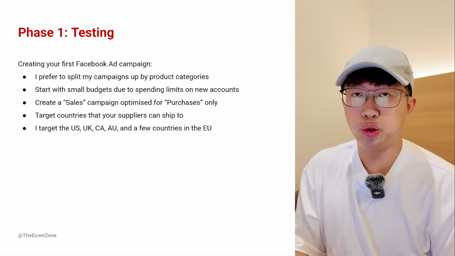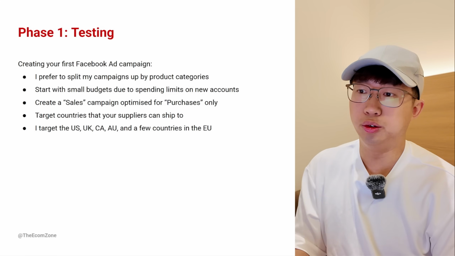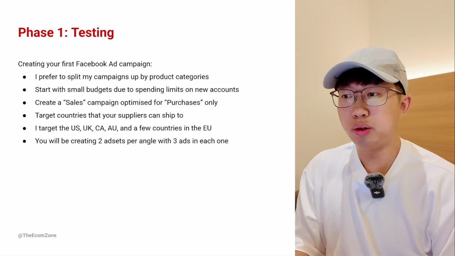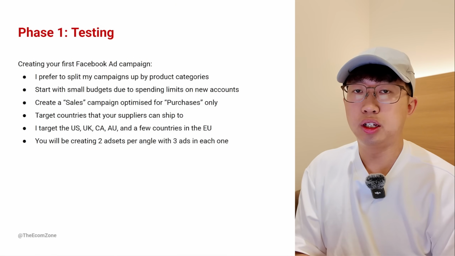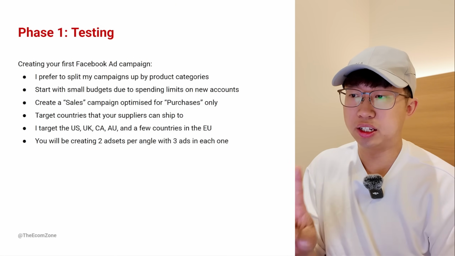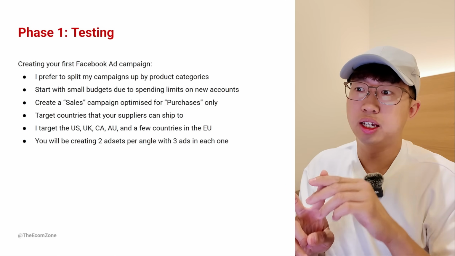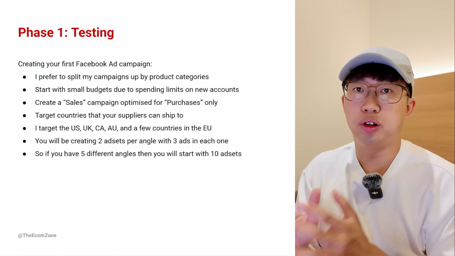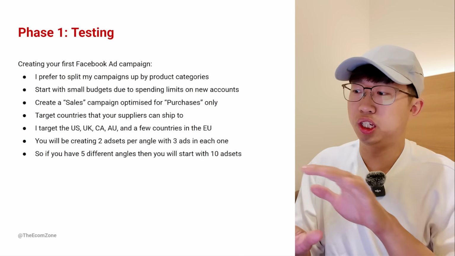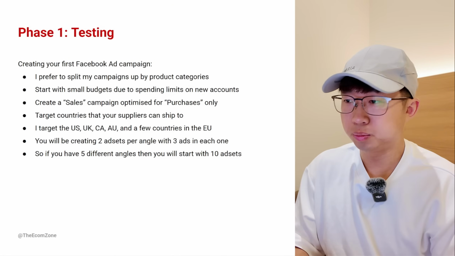So I target the US, UK, Canada, Australia, and 3 countries in the EU. You'll be creating 2 ad sets per angle with 3 ads in each one. So in each campaign, you have 2 ad sets per angle, and in each ad set, there are 3 ads. Now, if you have 5 angles, that means you'll have a total of 10 different ad sets, because each angle will have 2 ad sets, right? So 5 times 2 is 10.